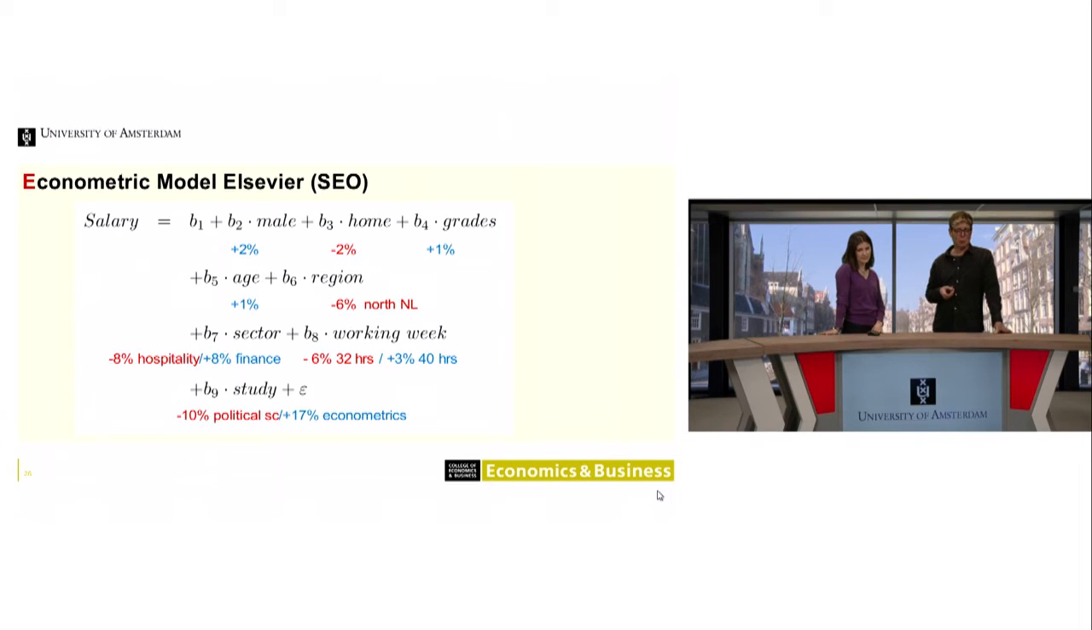And you see, well, under B9, what you study is one of the biggest determinants of your salary. So if you study political science, it has a negative impact on your salary. And if you study econometrics, there's definitely a positive influence. So in our studies, you learn how to cope with these kinds of models.